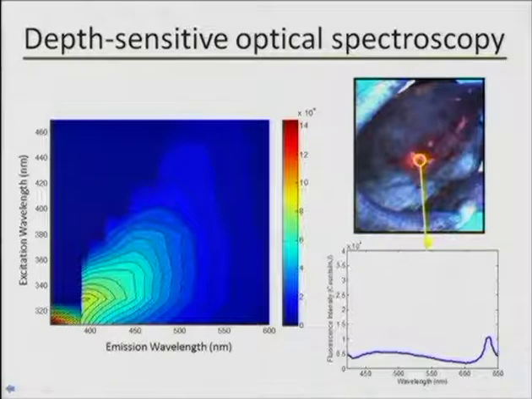So here's an image that shows a lot of red fluorescence, and when you look at the spectrum, sure enough, you see a big red peak out here at 635 nanometers from the porphyrin, and then you see a very low blue-green fluorescence in this region here.